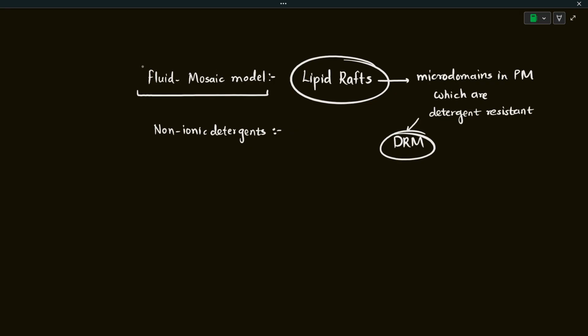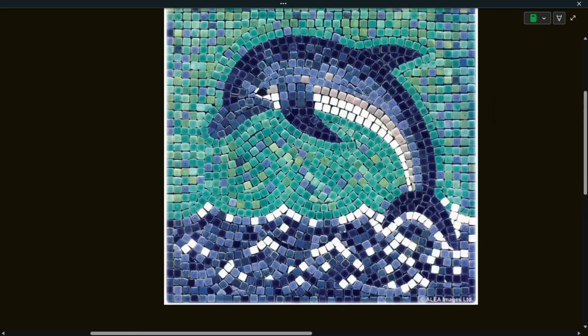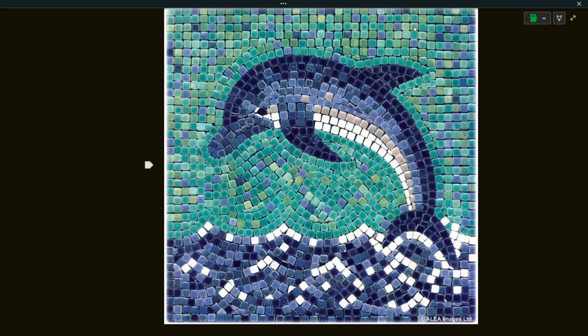So what is a mosaic? A mosaic is when small bits of tiles or small bits of paper come together to form a pretty picture. I have a picture of that. Here you can see different colored small pieces of tiles have come together to form this pretty picture. Even though this is one picture, one single entity, it is compartmentalized into different microdomains. You have this tile, this different tile. So this is a mosaic.